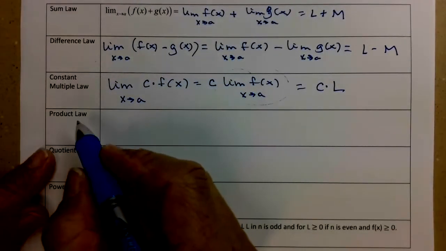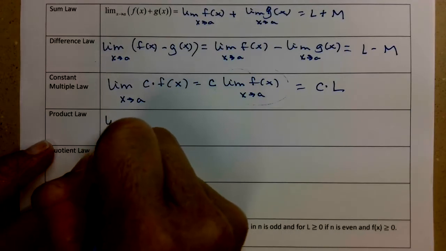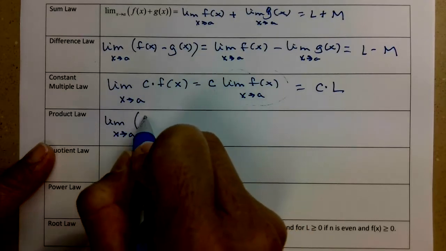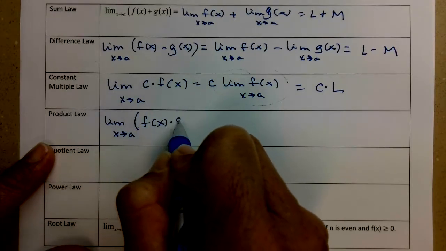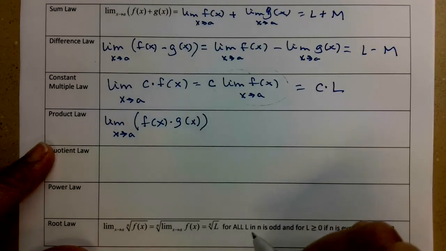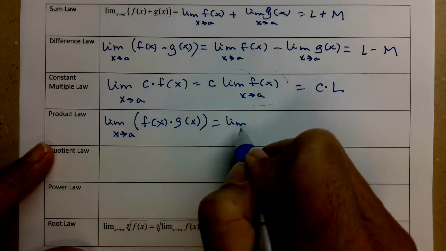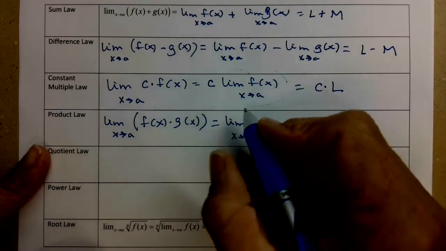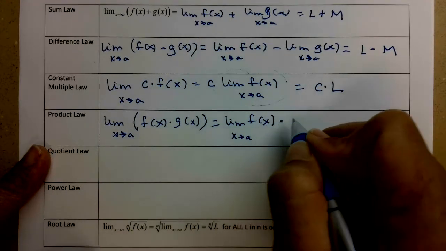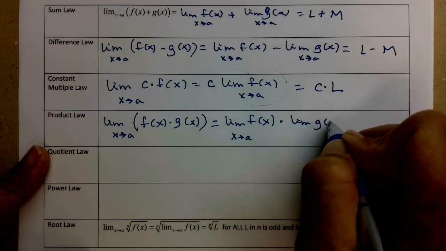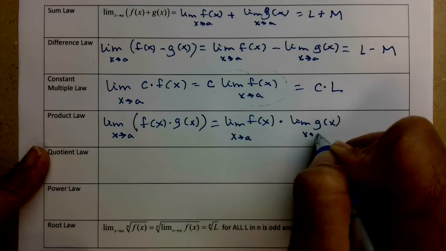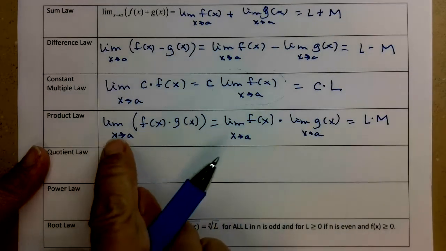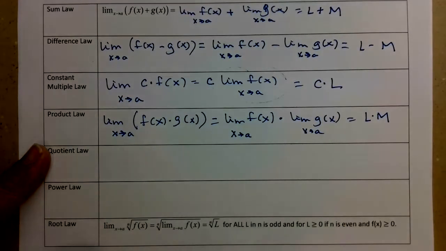Okay, product law. If we have the limit as x approaches a, not a constant multiple, but this time we multiply f of x times g of x. Usually things like this don't happen with multiplying, so you have to be careful, but this time it does. The limit of f of x times the limit of g of x, so L times M. The limit of the product is the product of the limits.